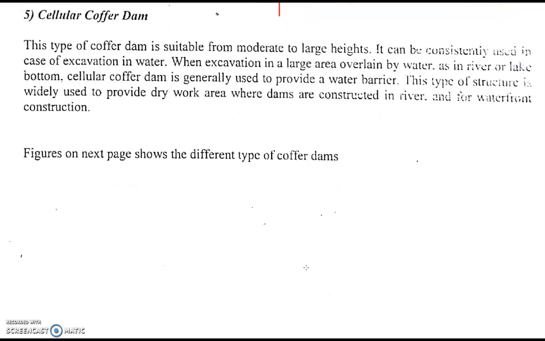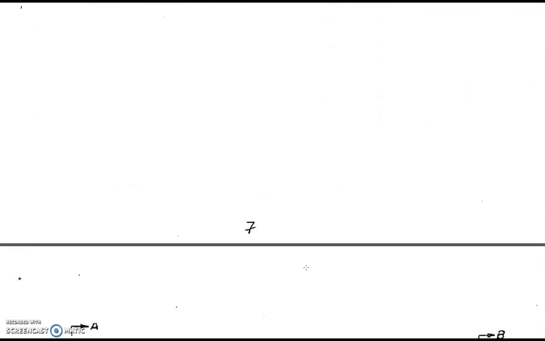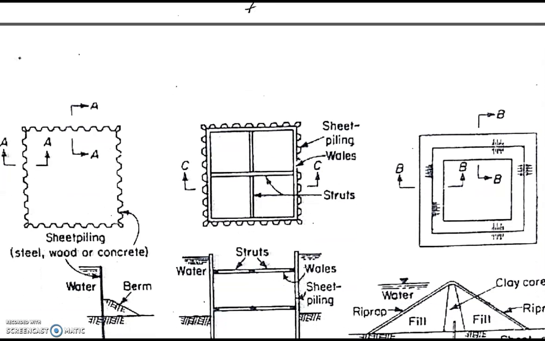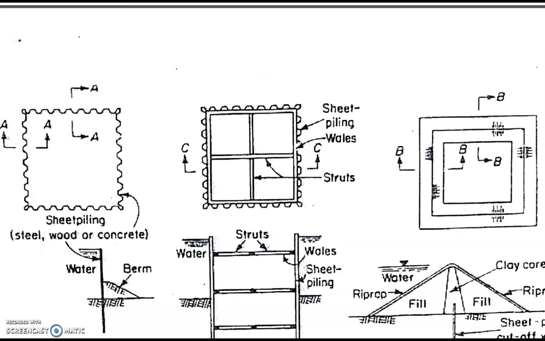So the figures on the next page would show some of the cofferdams, as you can see over here. So we have got these braces, struts. This is a small arrangement, so inside you might wish to work, you might wish to construct something. Similarly, we have got the sheet pile type cofferdam. You can see that it gives you a larger area in the middle here, so you can work as much as you like.